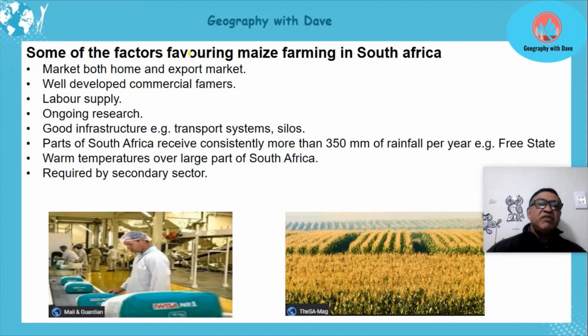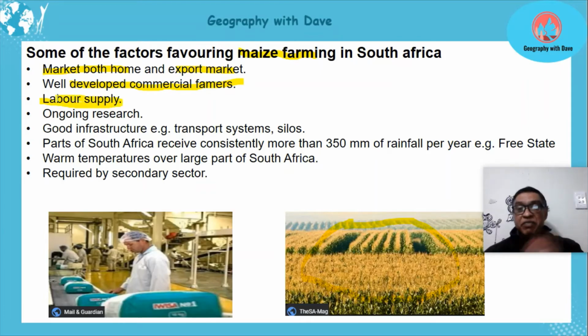Some factors favoring maize farming, as again in the other ones. And as I go through some of these lists, learners, I'm not going to waste your data because we discussed it already. So we know it's both home and export market. I'll show you some figures later. Then well-developed commercial farmers. Factor favoring, you can see it here. Massive maize. The labor supply, you know already.